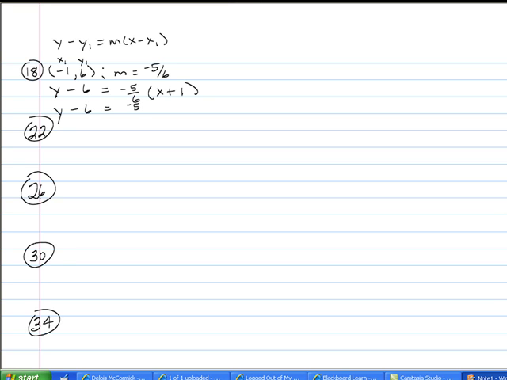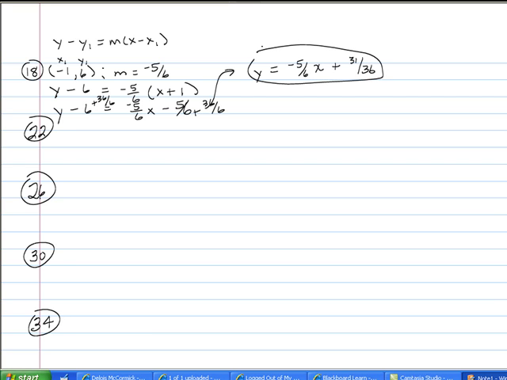Okay, we have 5/6. Let me go up here. So I'm going to add the 6, which is 36/6. So I get y equals negative 5/6x plus 31 over 36. Final answer.